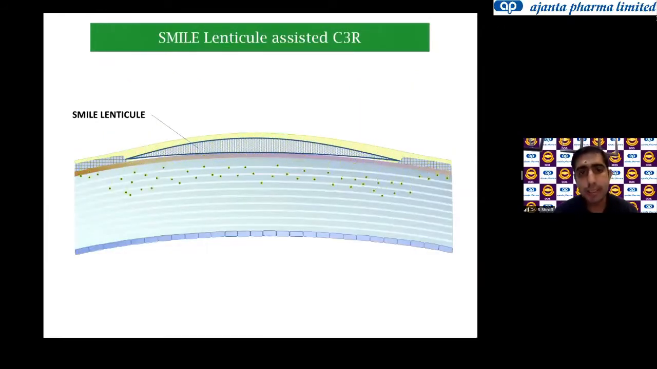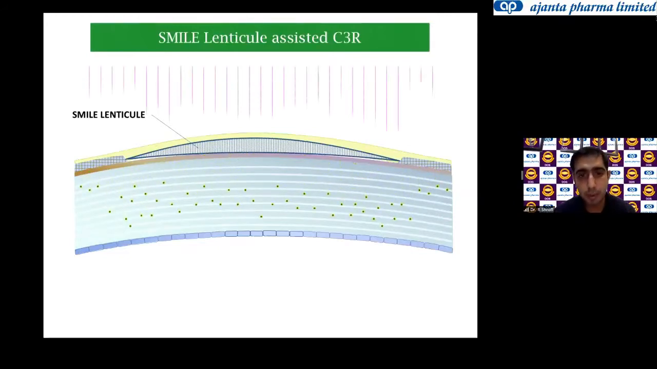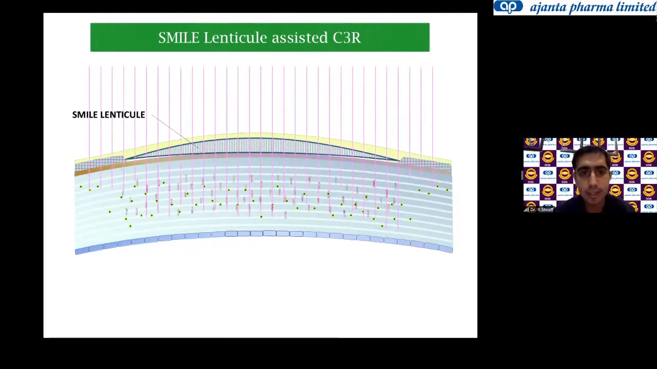So following this, another thing which was very popularly described by Dr. Sachdev's group was the SMILE lenticule-assisted C3R. This had certain advantages because you're using a lenticule which you can match the amount of myopia with the patient who's actually getting the cross-linking done. The cornea, being the same constituent as the stroma, allows better permeation of riboflavin, and you get a more consistent effect of cross-linking in these patients.